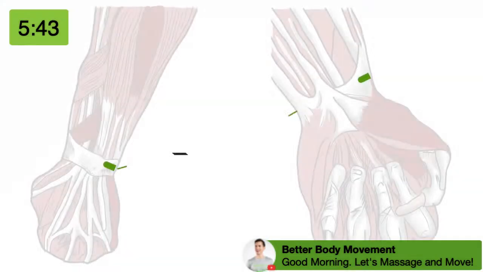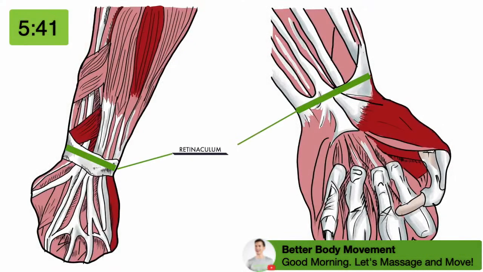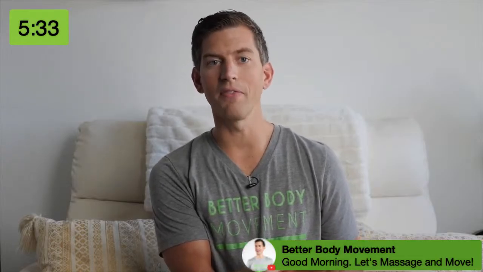The next area to focus on is the retinaculum. This is a ligamentous band around the wrist that keeps the tendons close to the bone. Oftentimes, the tendons underneath the retinaculum get adhered and make it very painful within the carpals themselves.